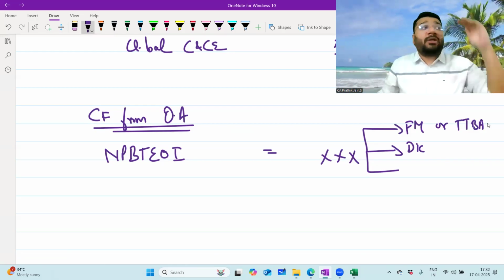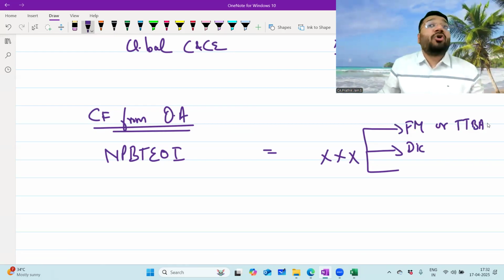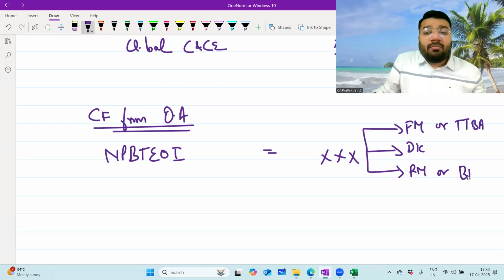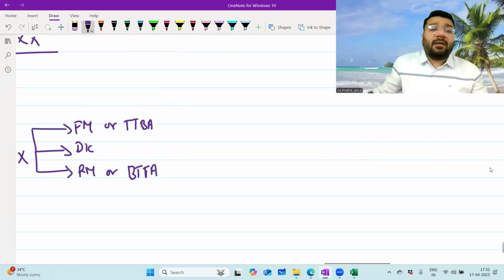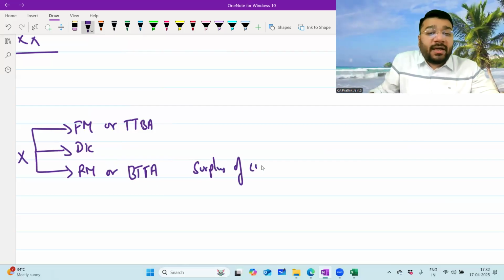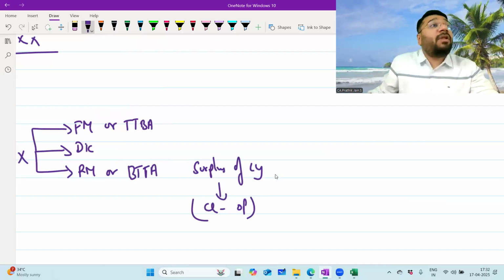In that, what will you do? From the total income, you minus total expenses to get net profit before tax and extraordinary item. Third one, reverse mechanism, or it is called the bottom to top approach. In this, what is the starting point? Surplus. How do you get the surplus? Surplus of the current year. How do you get it? Closing minus opening. Wonderful.